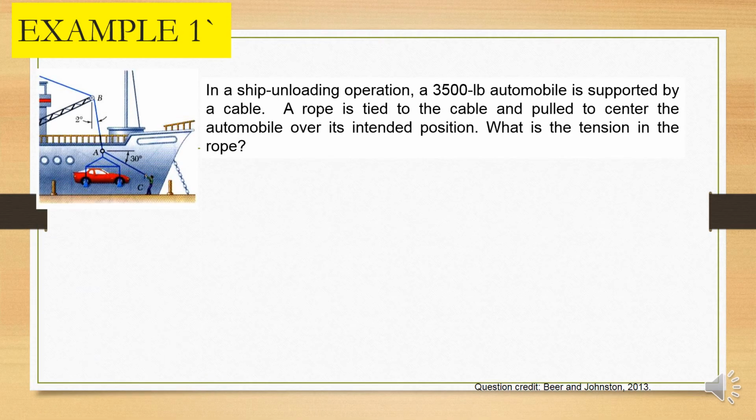Okay, let's try to solve this example 1. Read the question here. In a ship unloading operation, a 3,500 pound automobile is supported by a cable. So this is the automobile. It is supported by a cable here, over its intended position. So what is the tension in the rope? What will be the tension in a rope here?